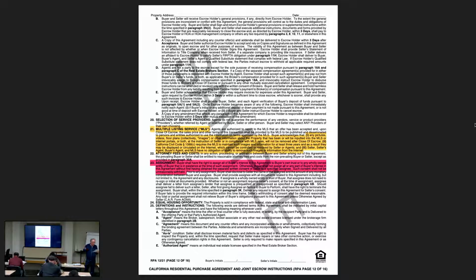Buyer shall provide assignee with all documents related to the agreement, including but not limited to the agreement and any disclosures. If the assignee is a wholly owned entity or trust of buyer, that assignee does not need to re-sign or initial all documents provided. Otherwise, they do. The assignee has to sign everything that was generated. At time of assignment, assignee shall deliver a letter from assignee's lender that assignee is pre-qualified, pre-approved. That's enough on that. We don't see that too much, but I just want you to know that. Paragraph 13.